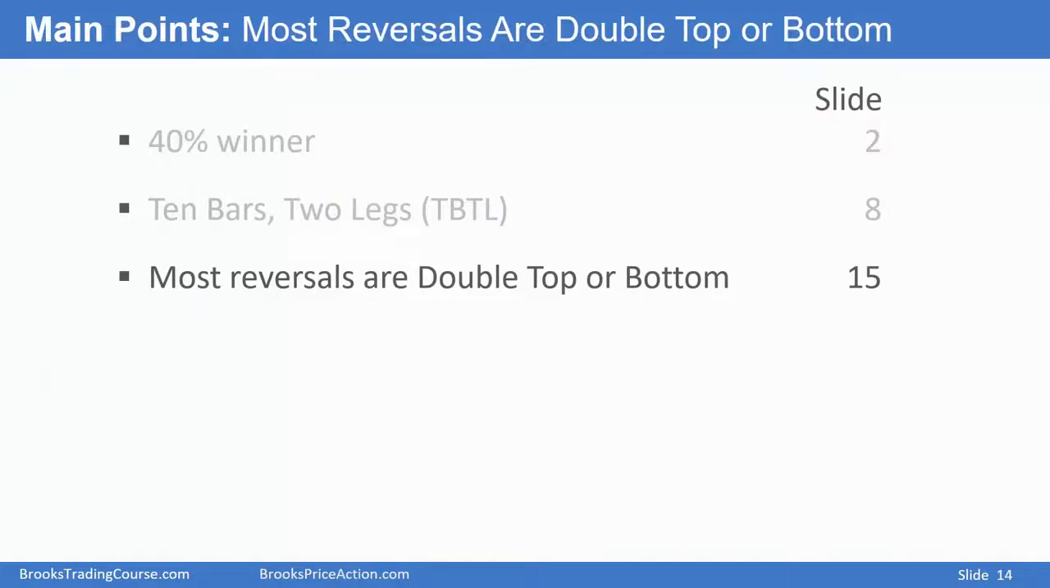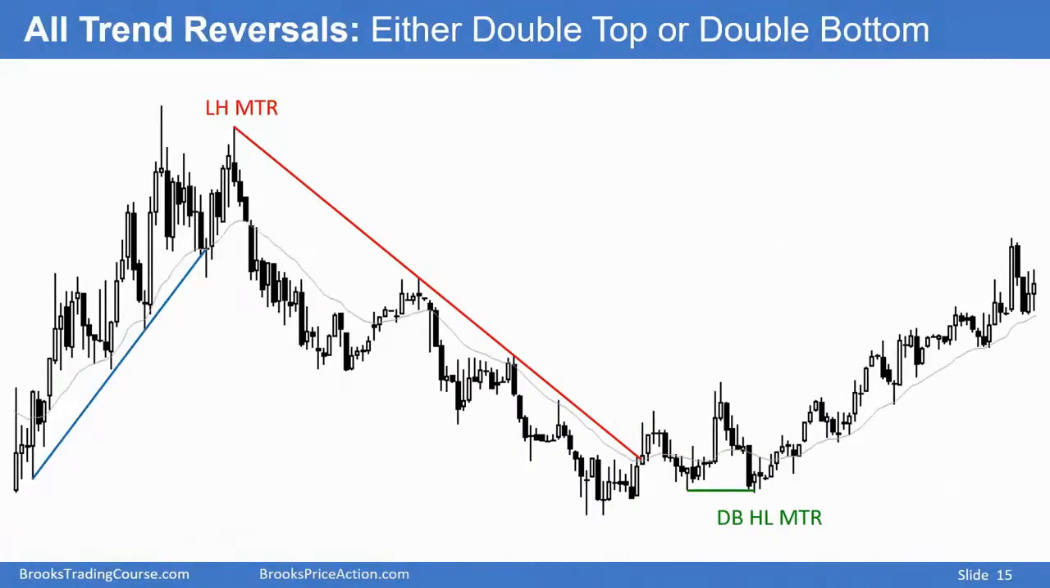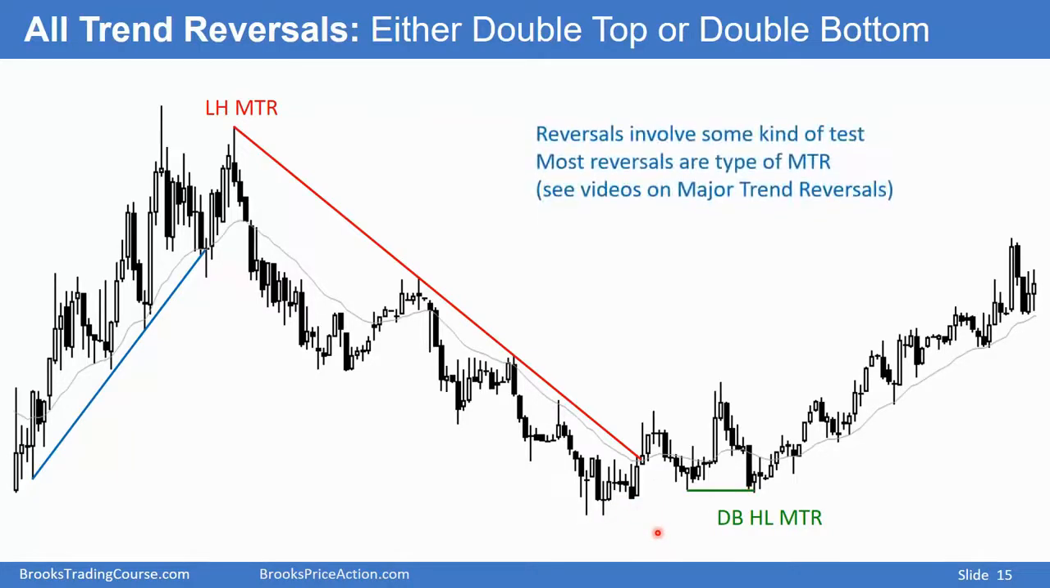Most reversals are double tops or double bottoms, or some variation of a double top or double bottom. And that's even true with wedge reversals. There's usually a double top or a double bottom involved. Lower high major trend reversal, but it's actually a type of a double top. Higher low, it's a type of double bottom. And then we have an additional double bottom here. Since reversals involve some kind of a test, most reversals are double tops or double bottoms. I talk about this more in the video on major trend reversals.